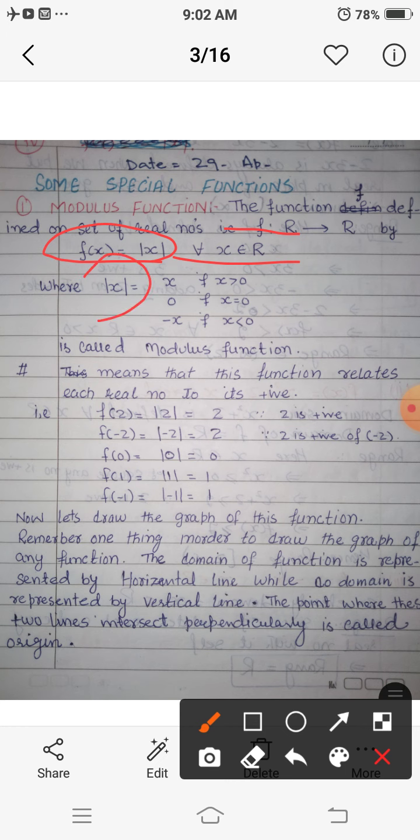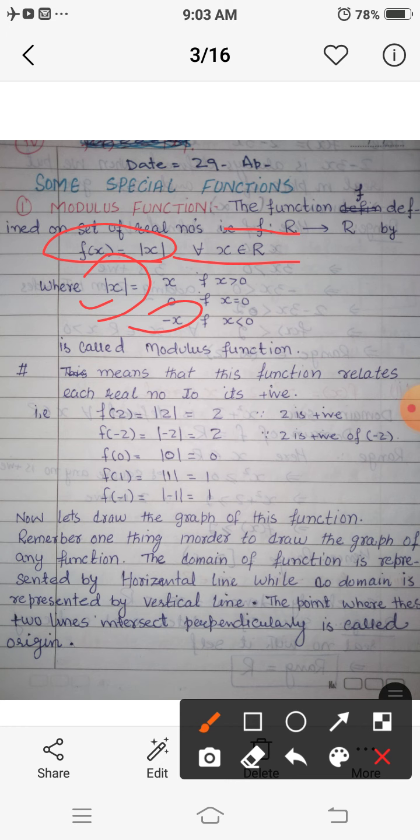because in real numbers we have three types of numbers: positive, negative and 0. For positive, mod x is the number itself. For 0, the mod of 0 is always 0. And for a negative number, suppose we have minus 5, mod of minus 5 is plus 5. That is, mod of x if x is negative is minus x. So this makes the number a positive number.